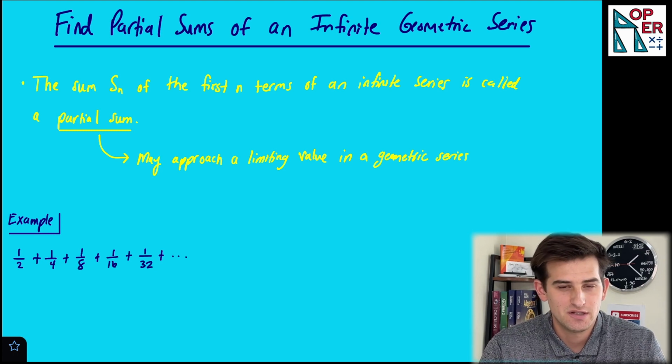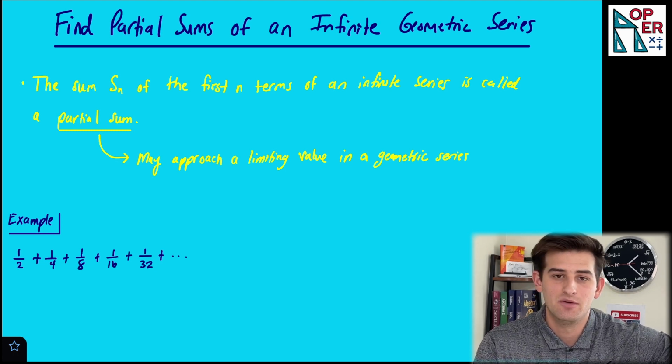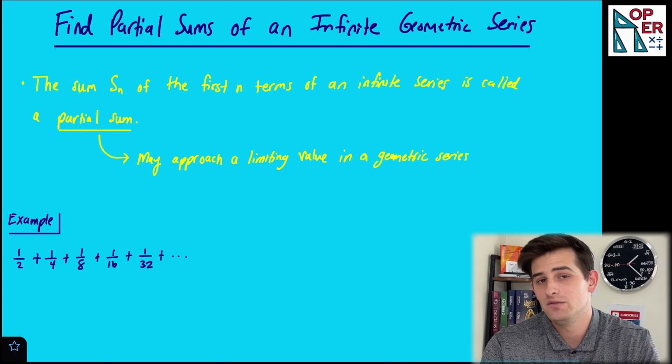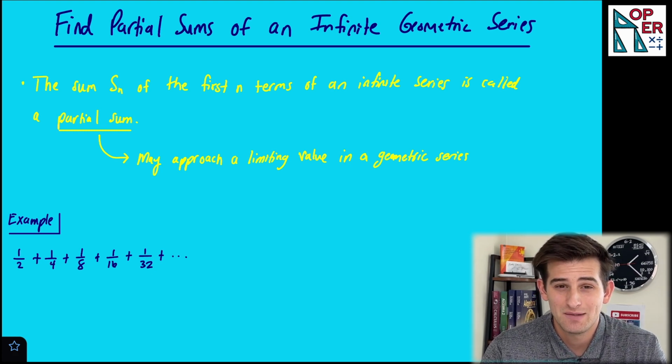So think about geometric series, we are multiplying by a common ratio. If we're multiplying by something that's greater than 1 in absolute value, then that series is going to continue on forever. We're not going to be able to find the sum of that. However, if we do have a common ratio that's a fraction, then that might approach a limiting value, which is what we're going to see in this video today.